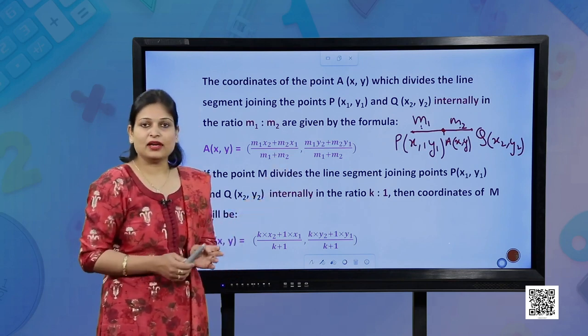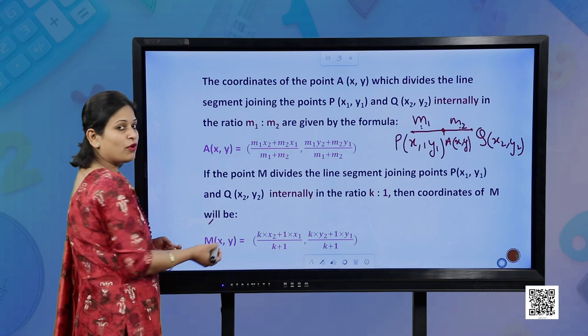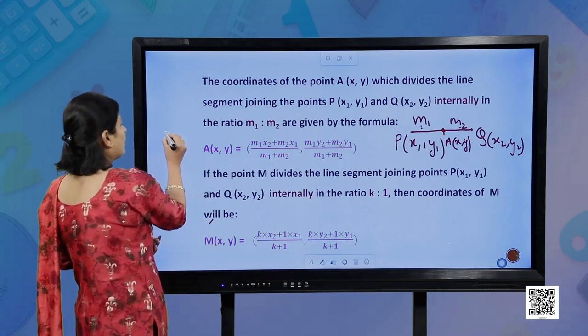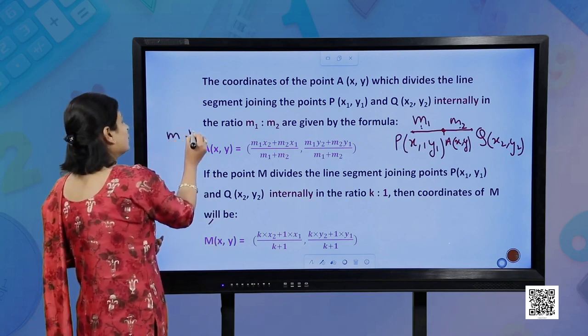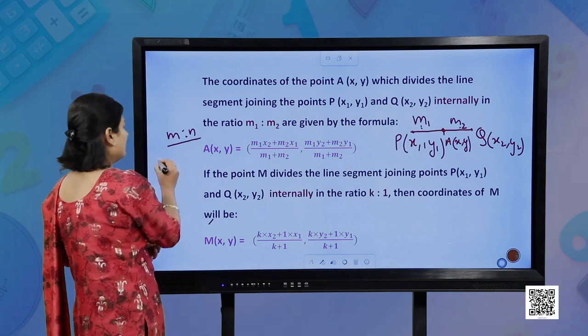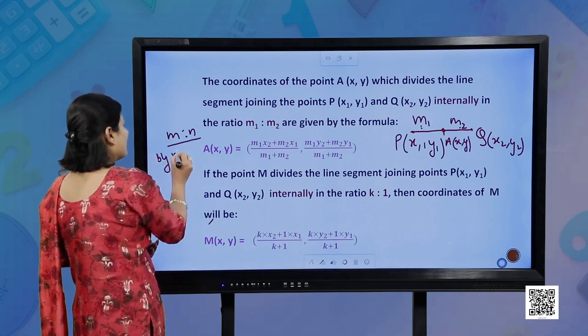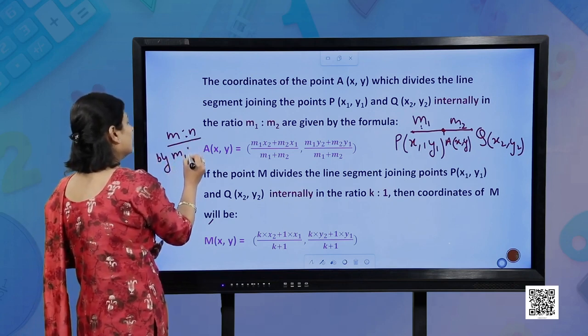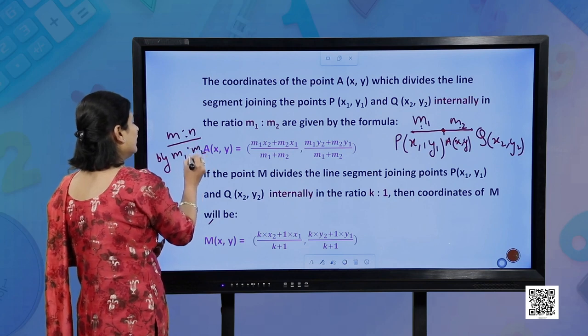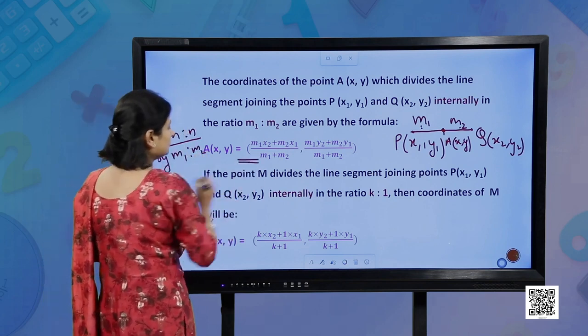You have to simply replace, in the section formula, the value of m:n, which is the ratio, by m1 and m2. You will get this formula.